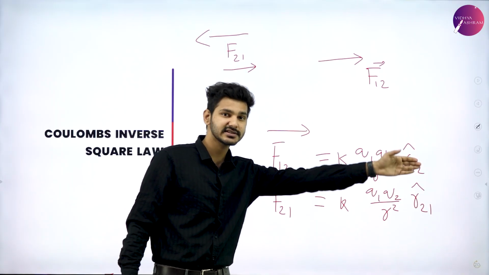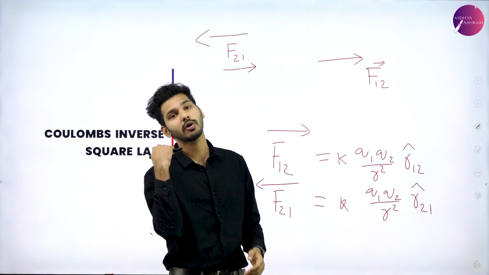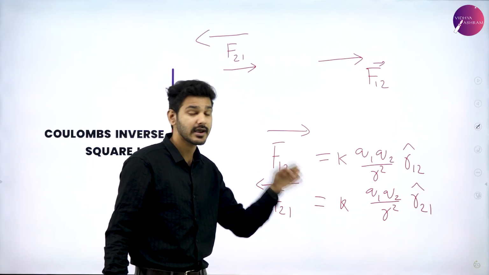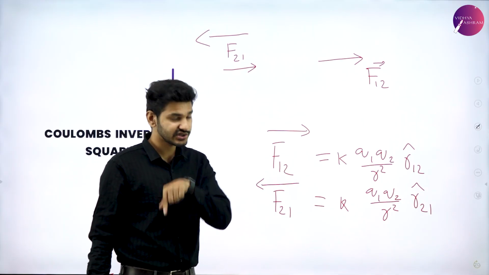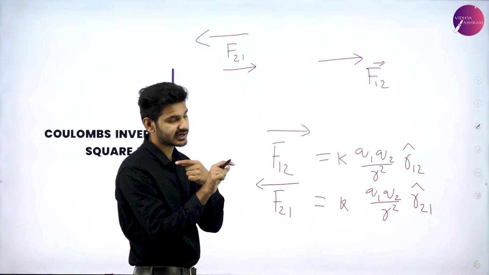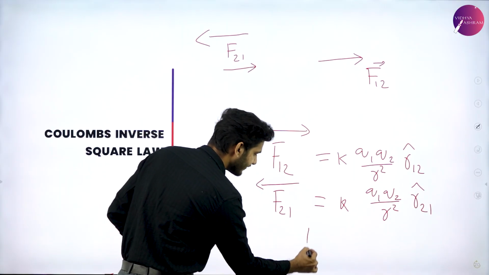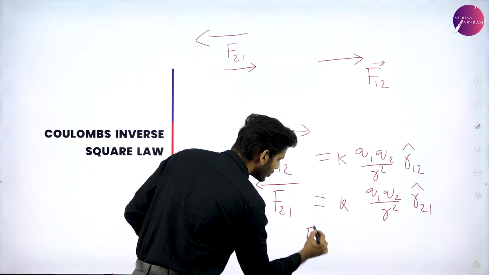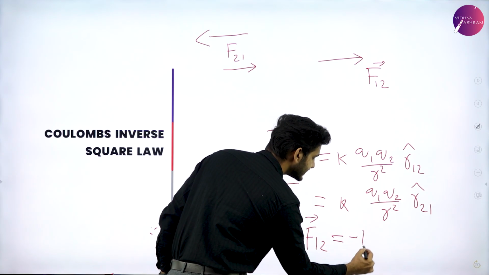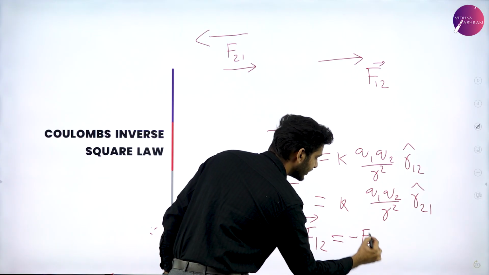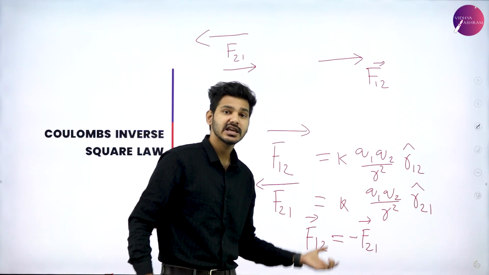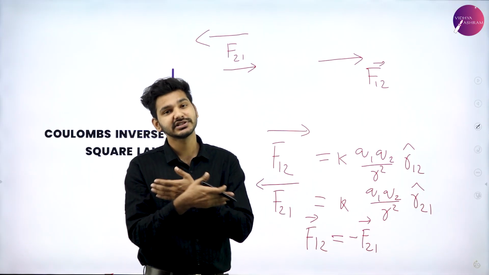One will be in this direction and the other one will be in the opposite direction. So only the direction changes in this case. But since the direction changes, both these forces are acting in opposite directions, which means that vector F12 is equal to minus vector F21, which means that they are acting equal but opposite in direction.